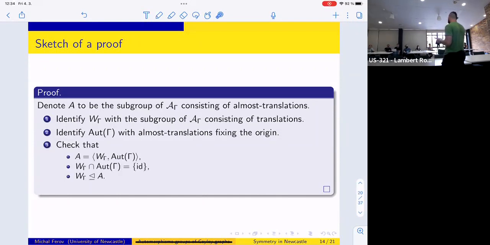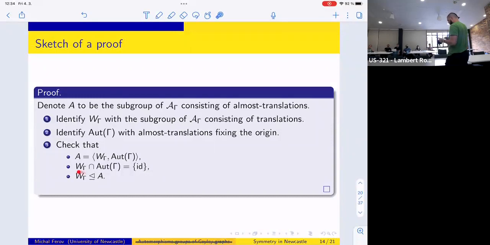And then you need to check that it's actually those three properties that you would want from a semi-direct product. So first, you want to check that they actually generate all almost translations, and that they intersect trivially. You can see that from the definition, because the only translation that fixes the origin is the identity.